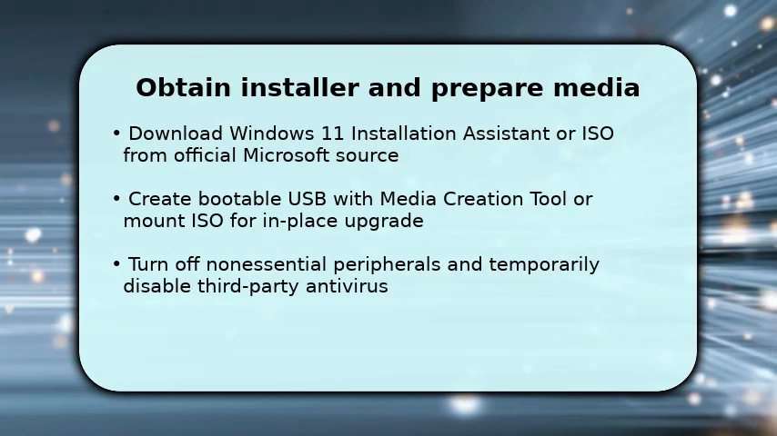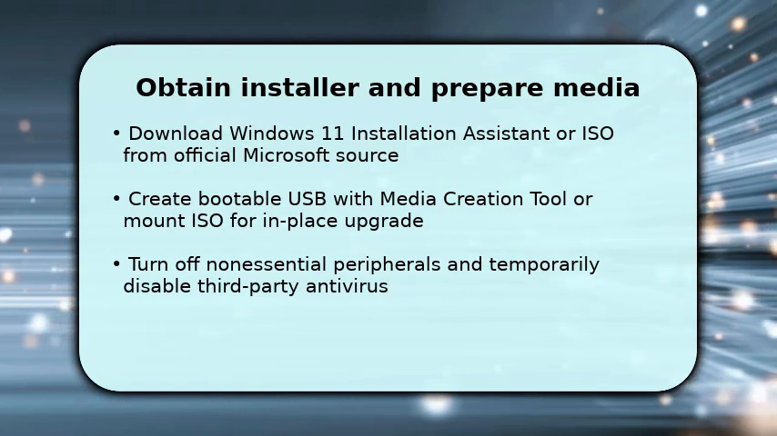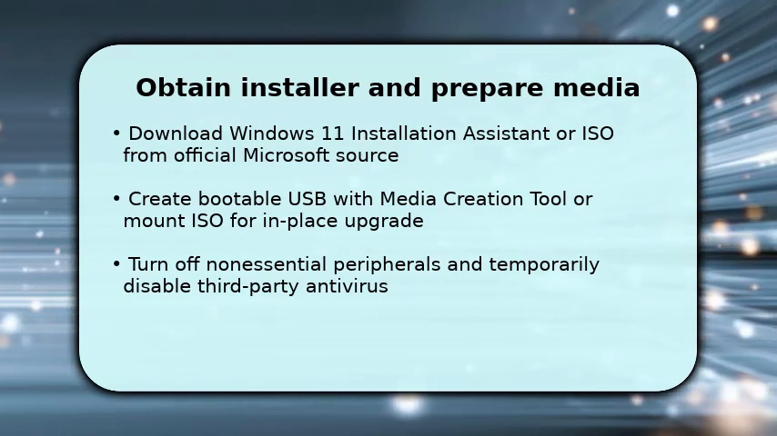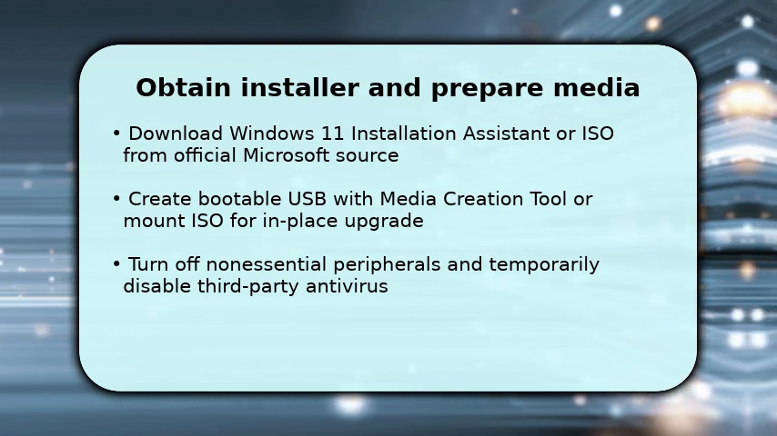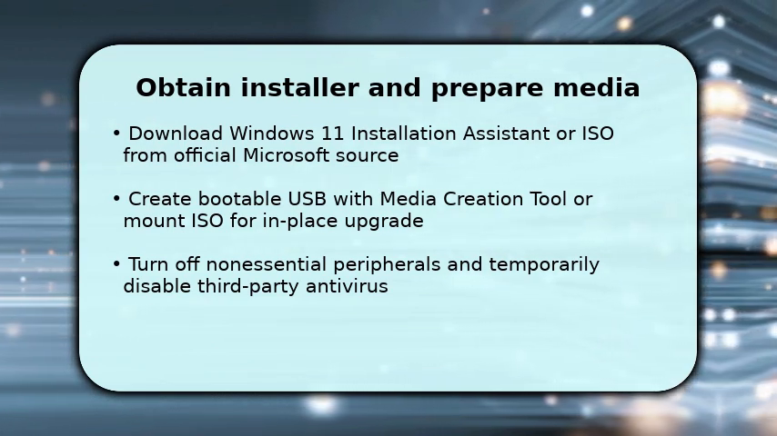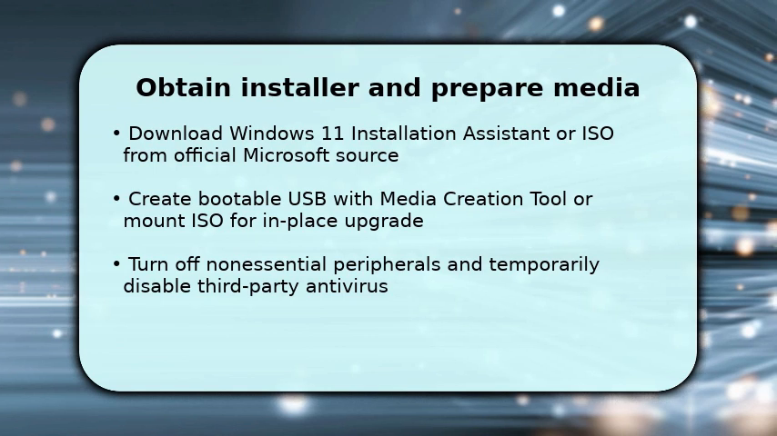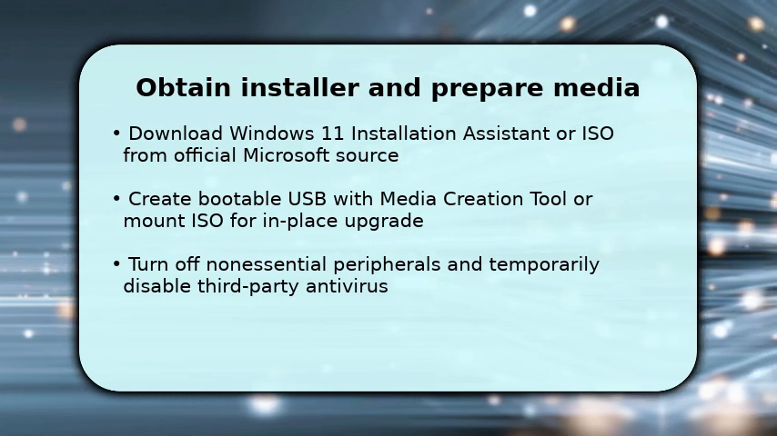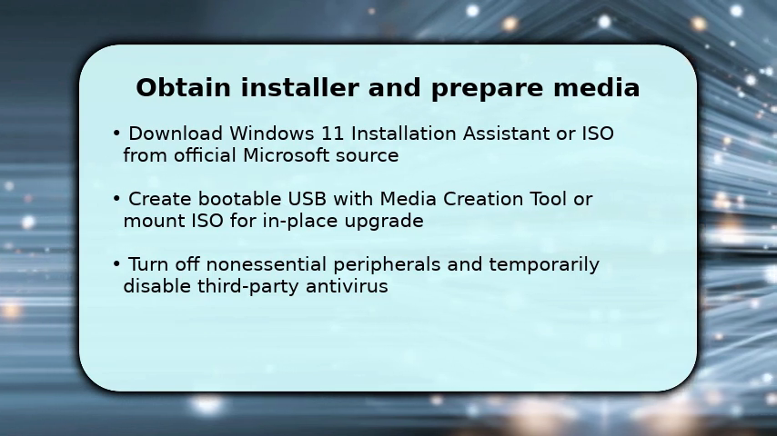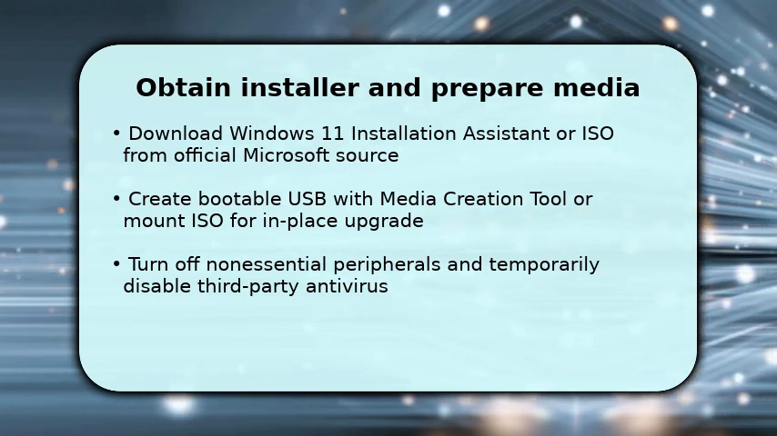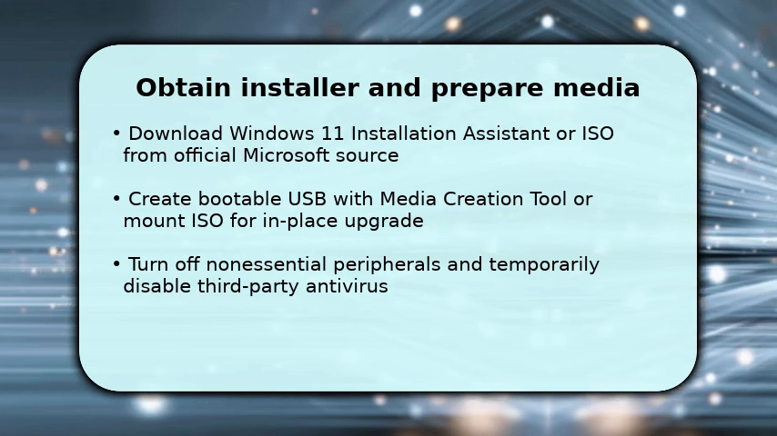Now obtain the installer and prepare your media. Download the Windows 11 Installation Assistant for an in-place upgrade or grab the ISO and use the Media Creation tool to make a bootable USB. This gives you options for repair or clean install. Make sure to disconnect printers and external drives you do not need and temporarily disable third-party antivirus to prevent interference.